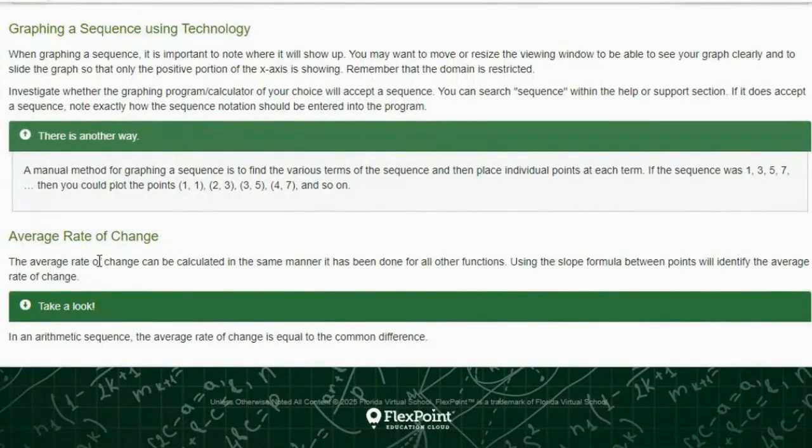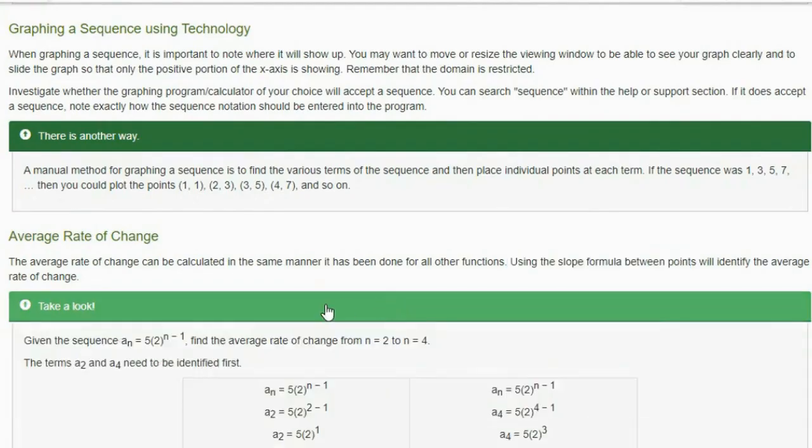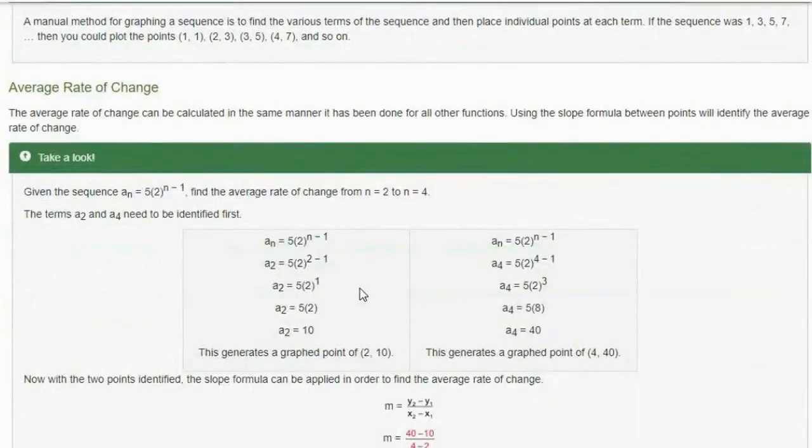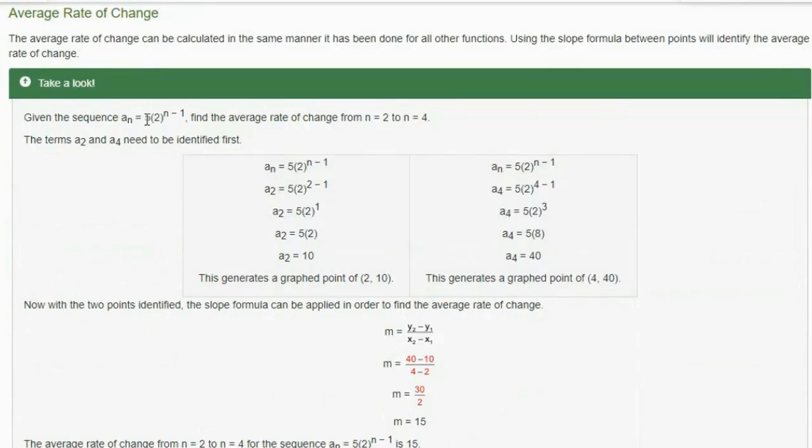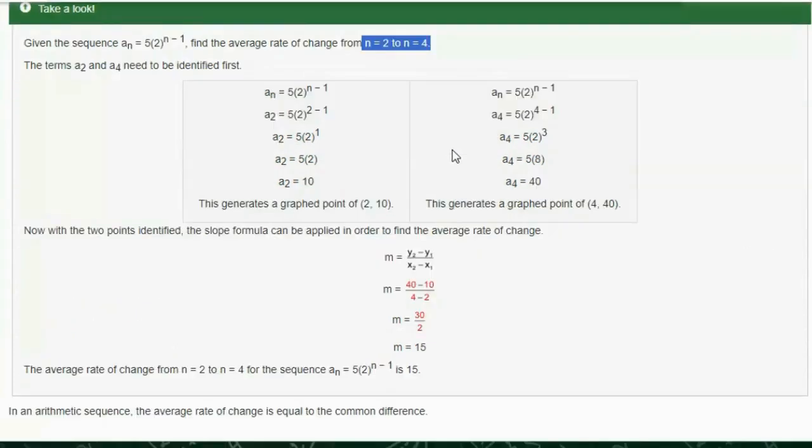Average rate of change. The average rate of change can be calculated in the same manner it's been done for all other functions. Use the slope formula between the points. Average rate of change means the slope. So if we have this sequence, a sub n equals 5 times 2 to the n minus 1, find the average rate of change from n equals 2 to n equals 4. We can do it by substituting 2 for the n and 4 for the n and finding what those values equal. So when you substitute 2, it's 2 to the 2 minus 1 power, or 2 to the first power, which is just 2. So 5 times 2 is 10.